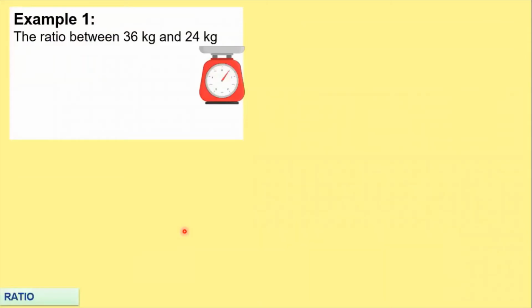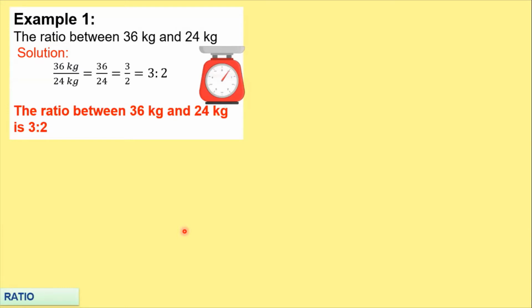So for example, the ratio between 36 kilograms and 24 kilograms. For the solution, 36 kilograms over 24 kilograms, or its fractional ratio form, 36 over 24, which can be simplified into 3 over 2. Therefore, the ratio between 36 kilograms and 24 kilograms is 3 is to 2.